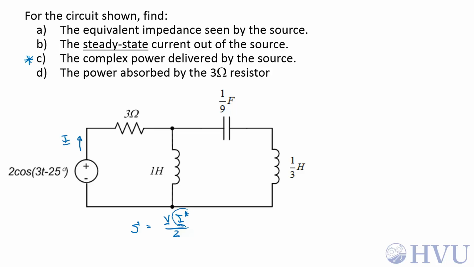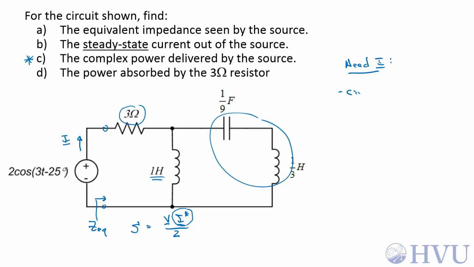In order to find this current phasor, I have a variety of approaches I can use. This circuit's reducible. I can combine these two in series. Those are in parallel with this, which is finally in series with 3 ohms. So if I get equivalent impedance, ZEQ, I can use circuit reduction. And then I will be equal to the given voltage phasor over the equivalent impedance.